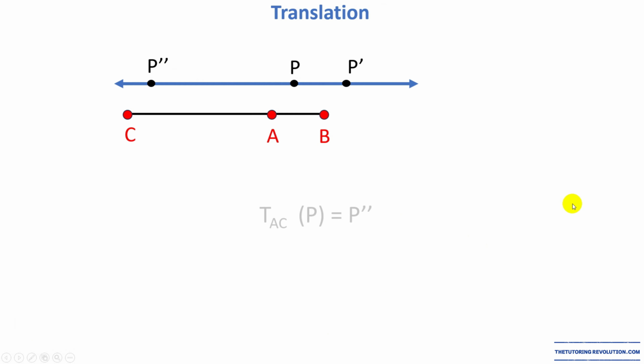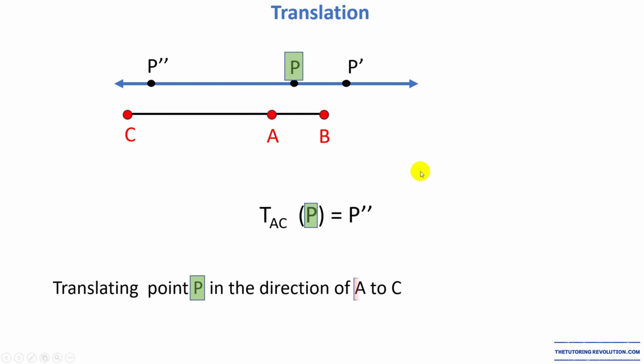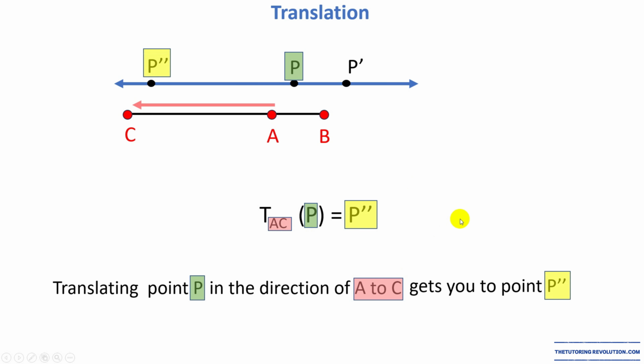Let's see another example. Here, this would be read as we're translating the point P in the direction A to C, and we get to point P double prime. Okay? So this part here is the direction and the distance. This is the input, the starting point or the pre-image, and this is the output, the endpoint or the image.